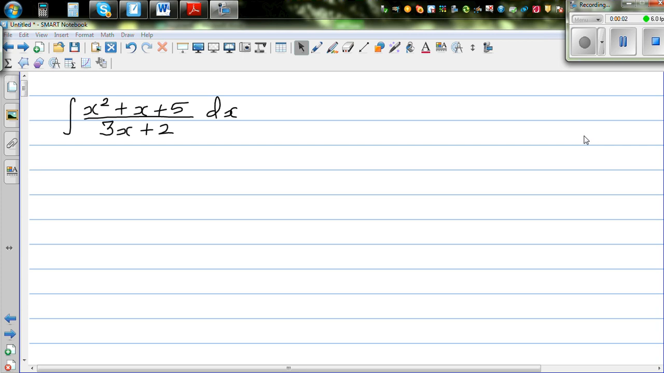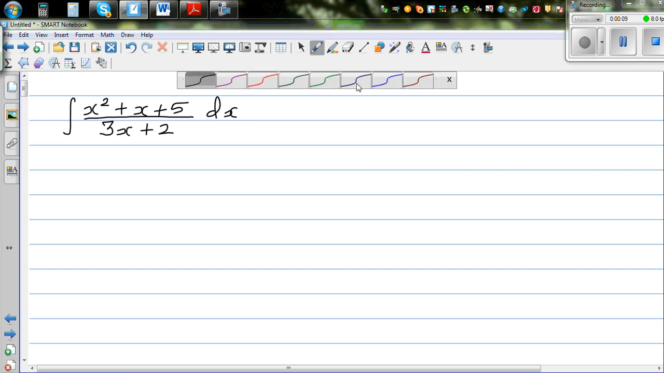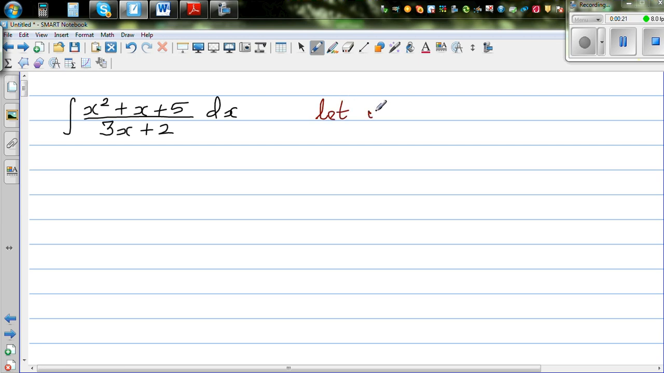Integrate (x squared plus x plus 5) over (3x plus 2) dx. So I'm going to do a substitution. And as a rule of thumb, I like to substitute the denominator as u. So let me write u. Let u is equal to 3x plus 2.